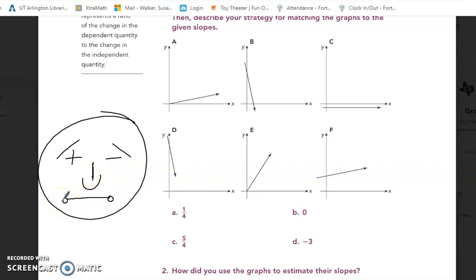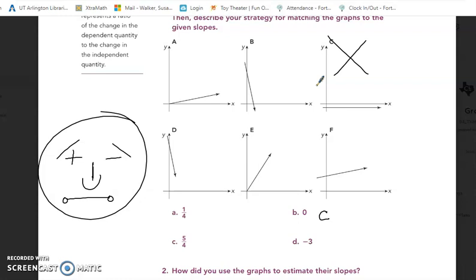So we're going to use this to kind of help us along. So the easiest ones to start with would be B, zero slope. So anything that's horizontal has a zero slope. So C will only work with 0. Okay, so we're not going to use this one anymore. Okay, that is a zero slope, a horizontal line.